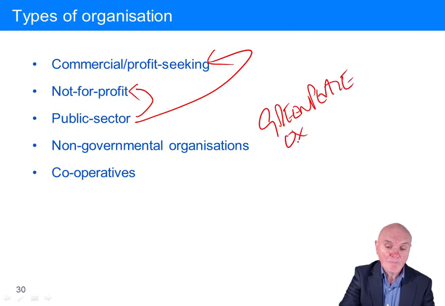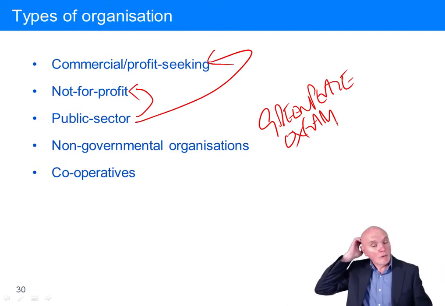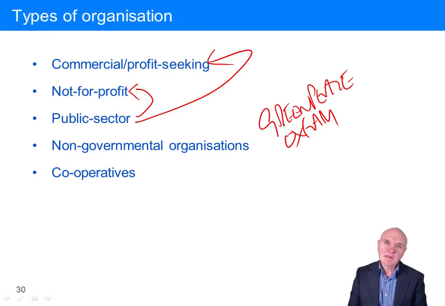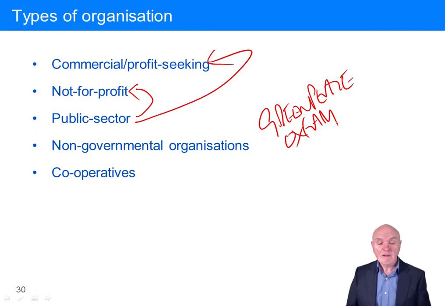You can have Oxfam, some of these large international organizations known as non-governmental organizations. They're quite like charities in many ways, but strictly, certainly in the UK, they tend to be separate from charities. A charity is something which is registered in the UK with the Charities Commission, but they exist. They can be very large and so on, and they tend to be international in their remit. And then you have cooperatives.